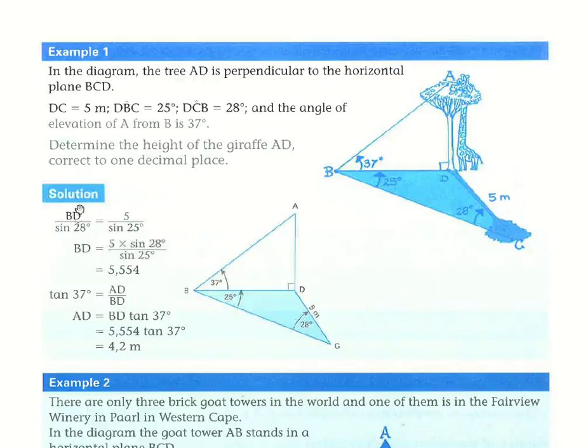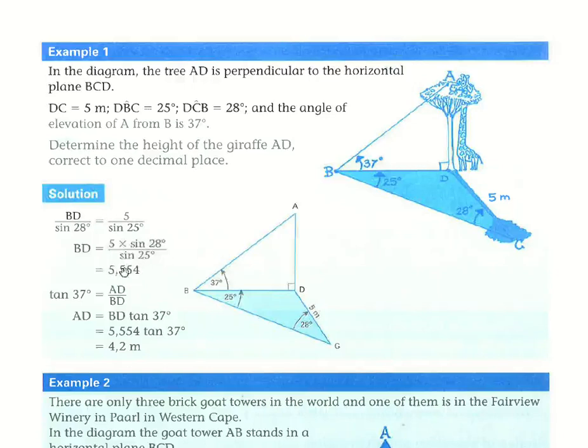So I go and I write my sine rule. I write what I want to know at the top in the numerator, BD, is opposite to sine C, which will be sine 28, which is equal to the side length 5, opposite sine B, which is sine 25. Once I do that, I want to keep this by itself. This is dividing BD, therefore when I move it across, it's going to times. We end up having 5 times sine 28 divided by sine 25. And you plug that into your calculator and you end up getting 5.554.